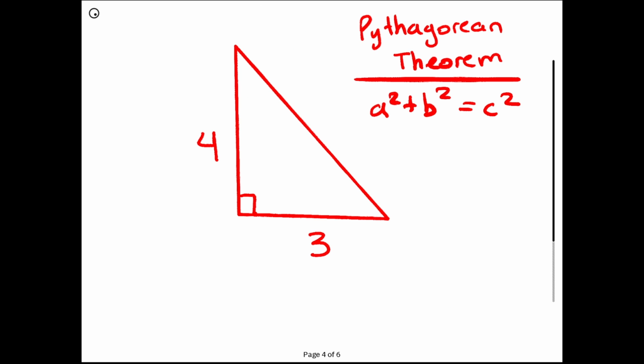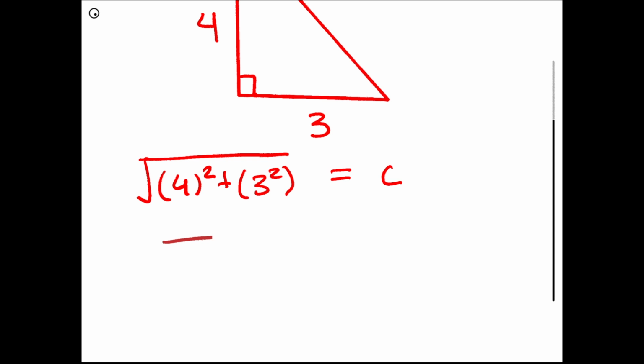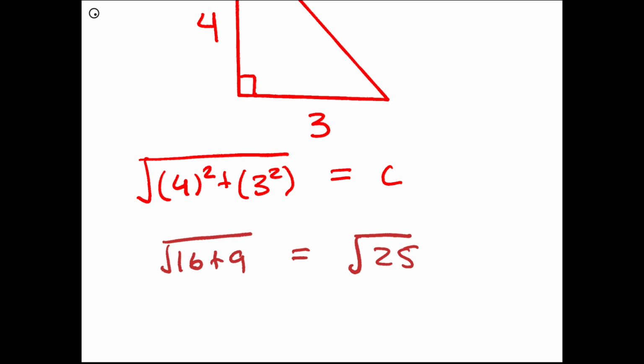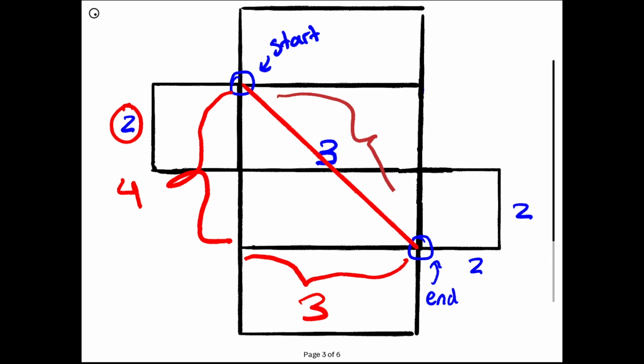To do that, we can use the Pythagorean theorem, where a squared plus b squared equals c squared, with a and b being the side lengths of a right triangle. And in this case, we have the square root of 4 squared plus 3 squared equals the third side length, and that is the same as the square root of 16 plus 9, which equals the square root of 25, which is 5. So the total distance that Freddy needs to cover is actually 5.